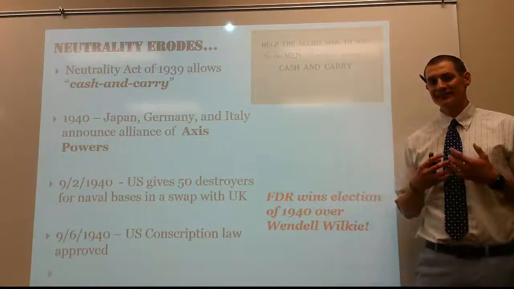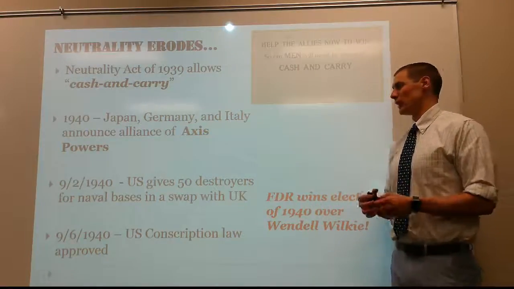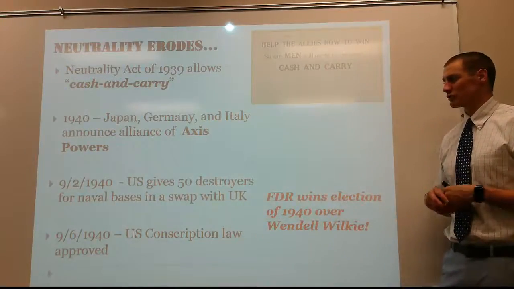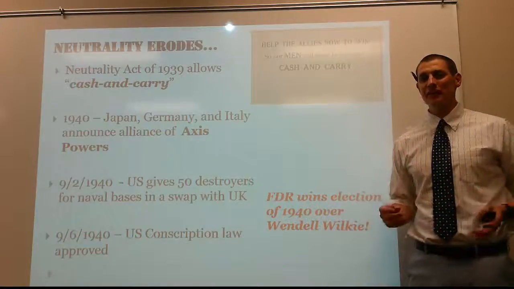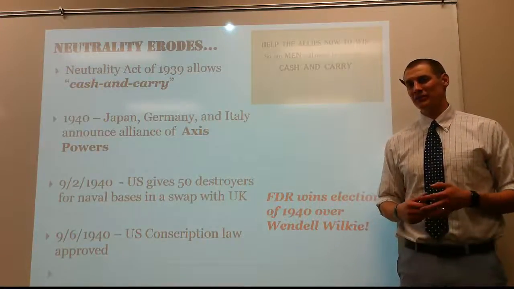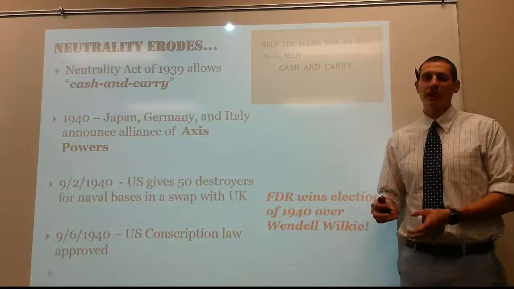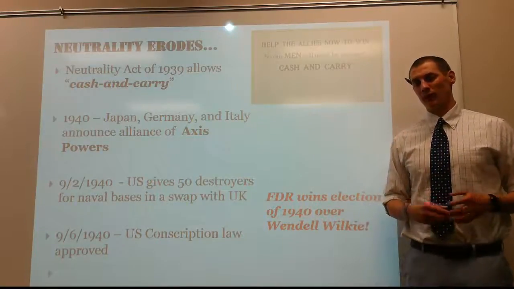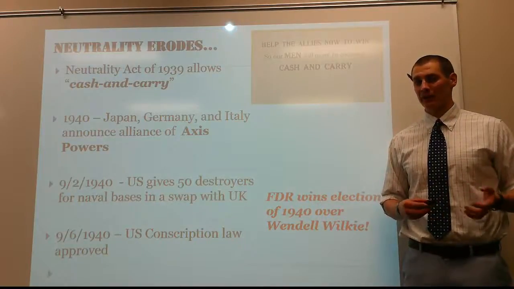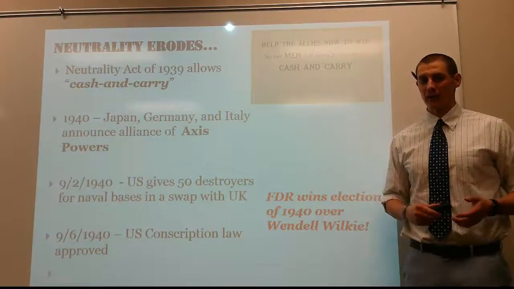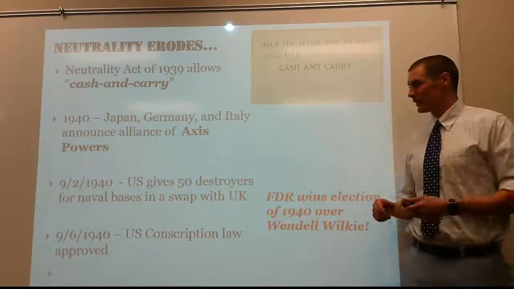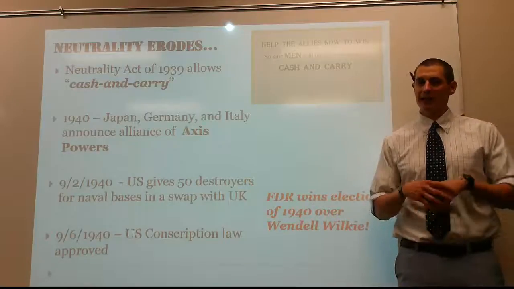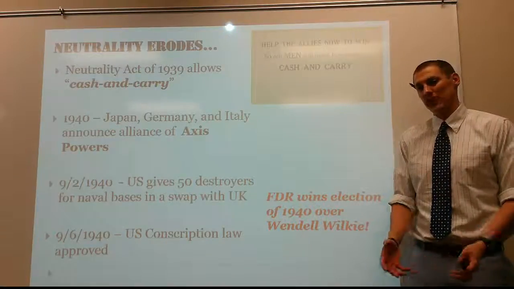Recognizing this, the U.S. digs their heels in and once again tries to avoid any role in the war. On September 2nd of 1940, the U.S. gives 50 destroyers for naval bases in a swap with the U.K. What's happening is the U.K. is running out of money, and the United States is trying to figure out a way to continue to supply the United Kingdom to prevent us from having to fight in the war. But just in case we do get involved, the United States is not going to be unprepared like it was in World War I. We will be ready to go. And in that same month, 4 days later, September 6th of 1940, the United States passes a conscription law in which it can basically hold a wartime draft, even though technically we're at peace.